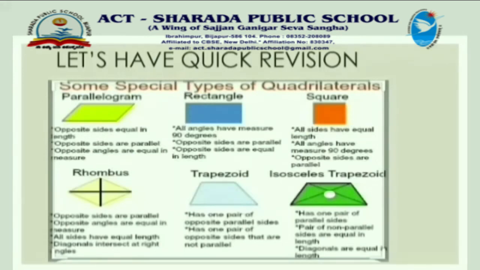Square. All sides have equal length, all angles have measure 90 degrees, opposite sides are parallel. Rhombus. Opposite sides are parallel, opposite angles are equal in measure, all sides have equal length, diagonals intersect at right angles. Now, trapezoid or trapezium has one pair of opposite parallel sides, and one pair of opposite sides that are not parallel. Isosceles trapezoid or isosceles trapezium has one pair of parallel sides. The pair of non-parallel sides are equal in length. Diagonals are equal in length.